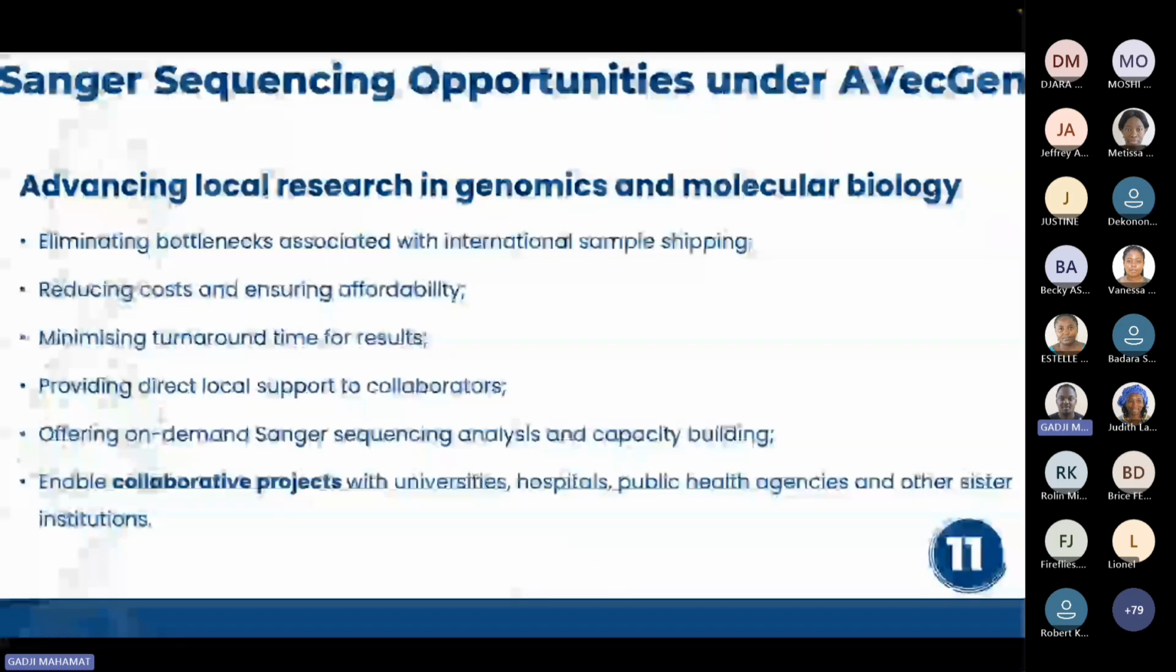So this is the last slide, where I am presenting the opportunity that CRID is offering to the scientific community as well as our collaborators in terms of Sanger sequencing services, as our aim is to advance local research in genomics and molecular biology, in such a way that researchers and scientists could make really interesting and relevant discoveries that could impact global health and also improve well-being.